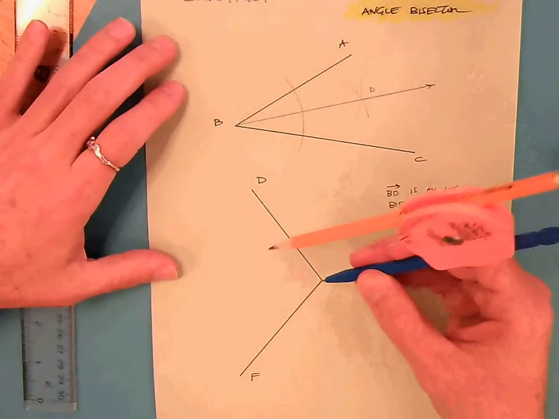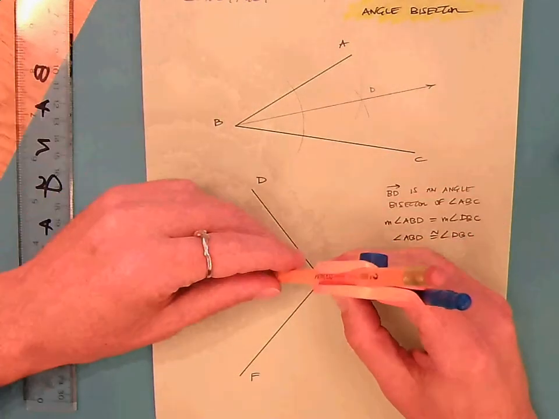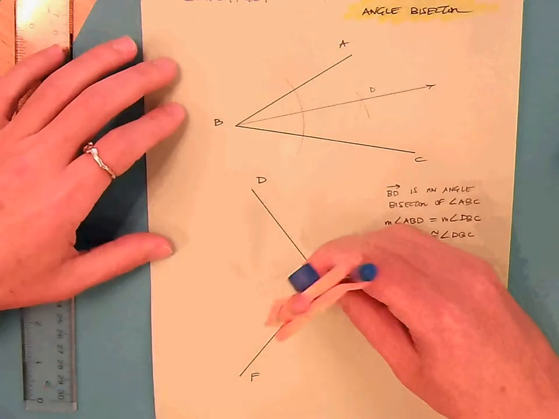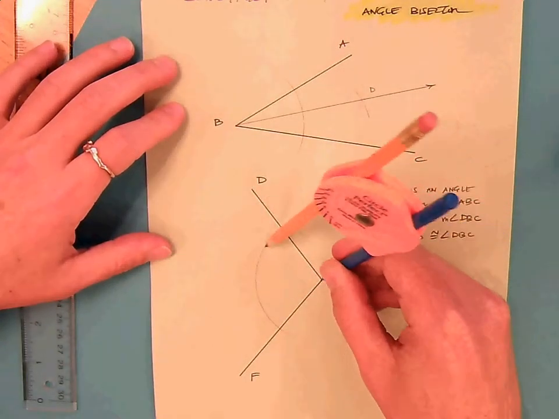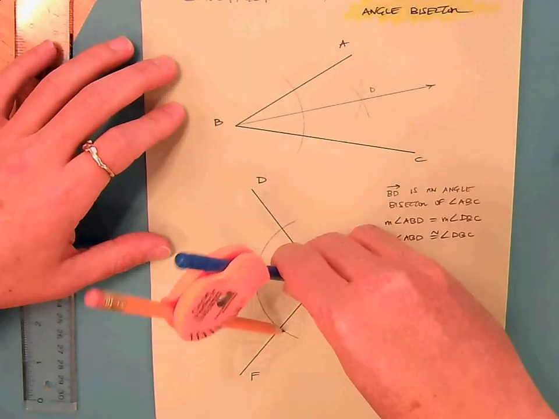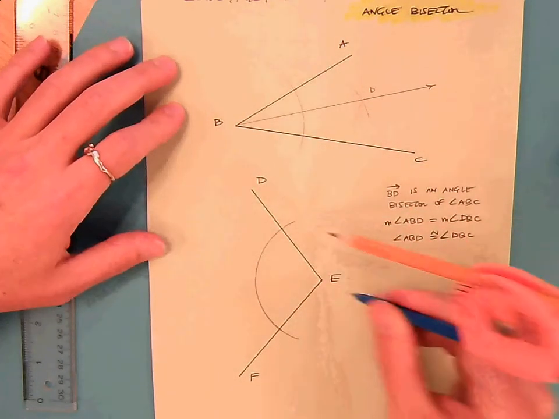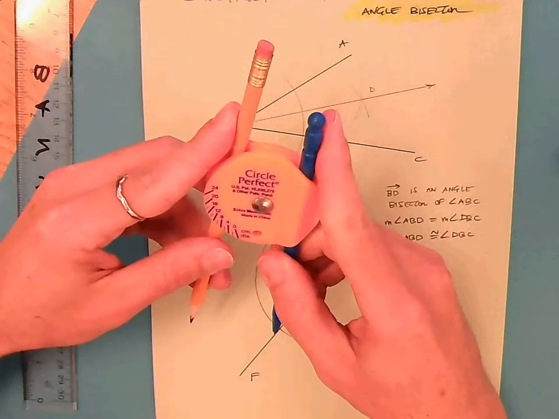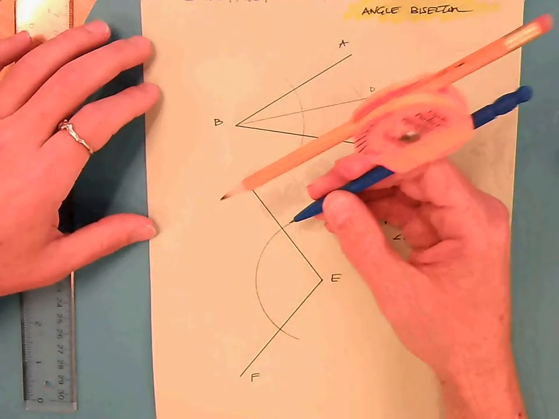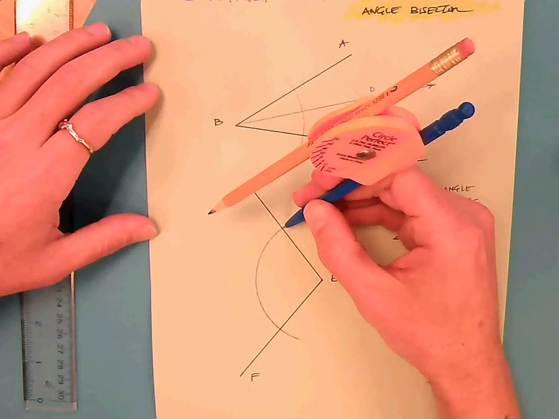Metal point at the vertex. Choose a nice setting. That's a good setting for me. Draw an arc so that it intersects both sides of the angle. Notice how that was a little bit longer of an arc because it's obtuse. It's opened up more. Now, we need a good compass setting because it looks like we have to make it a little bit bigger. So, metal point on the intersection of the arc and side DE.